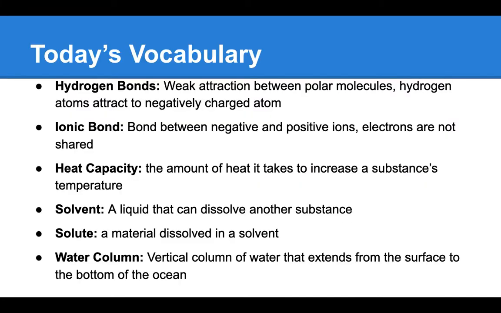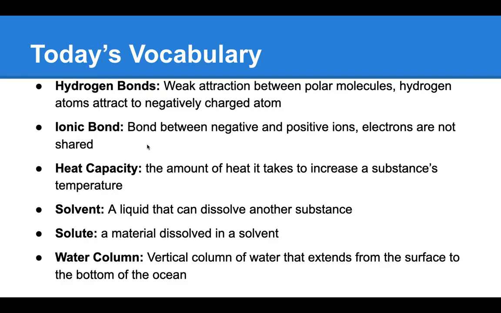So just a rundown of the vocabulary we'll come into today. A lot of this has to do with how water acts in general, and then one last one talking about the ocean. So hydrogen bonds, as a reminder, are a weak attraction between polar molecules. Hydrogen is very weakly electronegative. It doesn't hold on to its electrons very well. So things that have hydrogen in them tend to form slightly positive regions on those molecules, which makes them polar, which means that they're attracted to the negatively charged areas of other atoms.